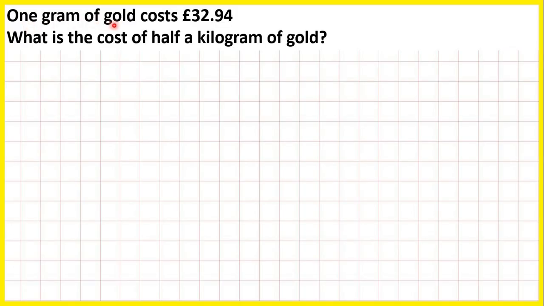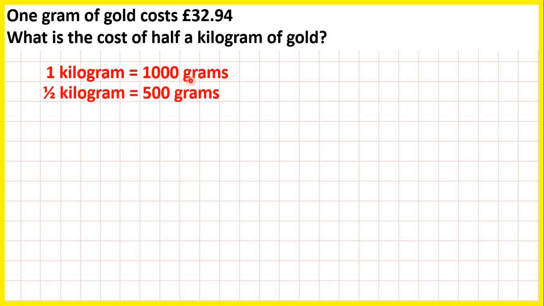1 gram of gold costs £32.94. What is the cost of half a kilogram of gold? So here we need to know that 1 kilogram is the same as 1,000 grams. So that means half a kilogram is the same as 500 grams. So if we know that 1 gram costs £32.94, to find 500 grams, we need to multiply that amount by 500.